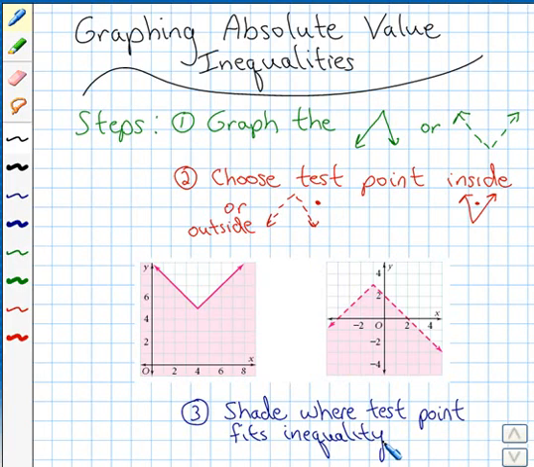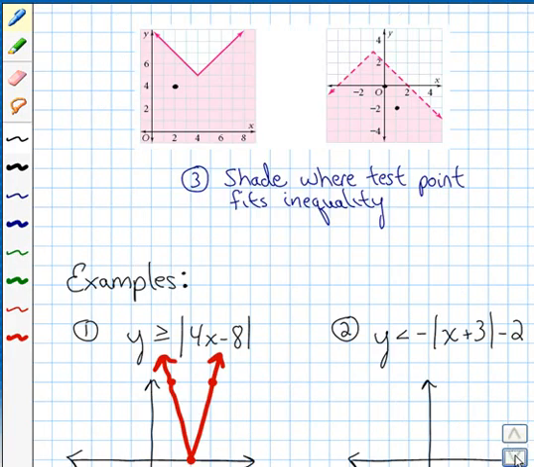point fits the inequality. So for instance, on this one, we would have an inequality where it is equal to in addition to greater than or less than, and we would have a test point that works on the outside. This one would not have an equal to because it's dotted, and then our test point would be on the inside. 0, 0 is a really good test point to pick because it's an easy one to substitute in. But it really doesn't matter which point you choose. All the points inside on this graph would have fit the original inequality. All right, let's go ahead and try some examples.